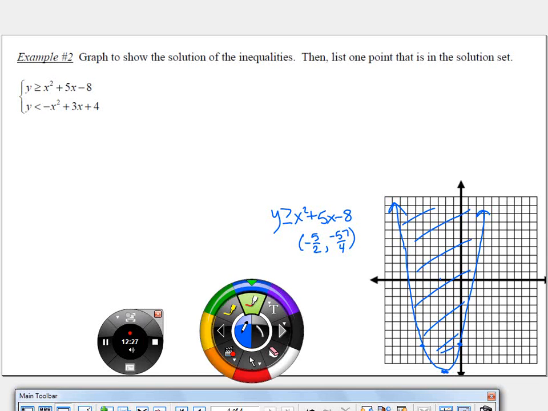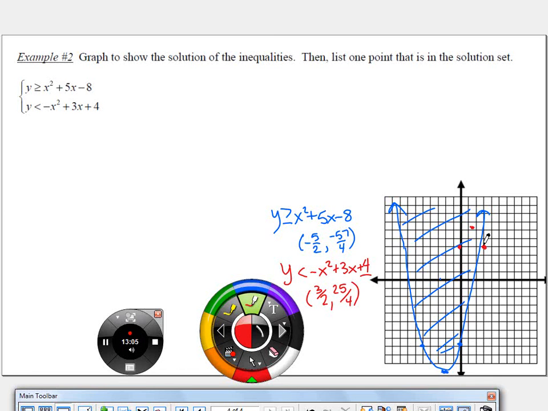So then I'm going to graph the second one. I'm going to go through the process. So the vertex here ends up being 3 over 2, 25 over 4. So that's positive 1.5 and then 6.25. So 1.5, 1, 2, 3, 4, 5, 6.25. It's up here. So there's my vertex. And again, I'm going to find the y-intercept as the other point, and the y-intercept here is going to be 4. And mirror that on the other side.